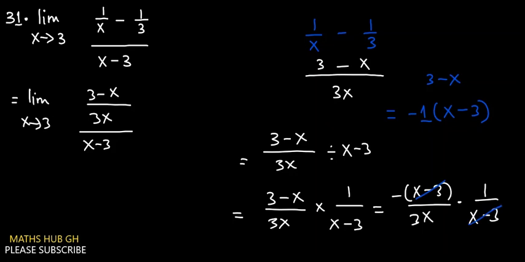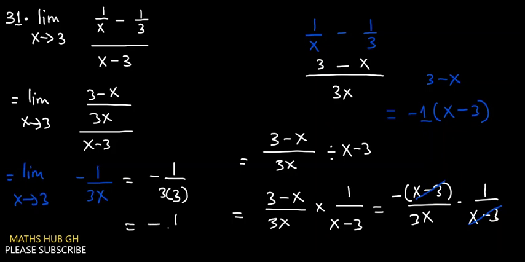So now you're going to have the limit as x approaches 3 of minus 1 over 3x. This is what you are going to have. Now let's do the direct substitution and see what you are going to get. You're going to have minus 1 over 3 multiplying 3. Then this will give us a value of minus 1 over 9. So this will be our answer.